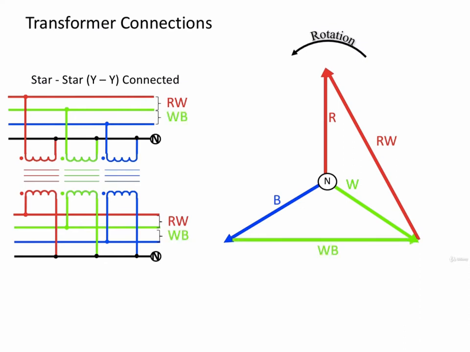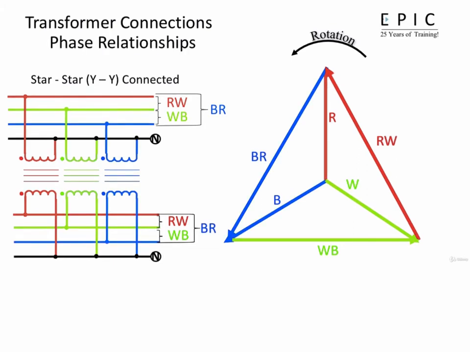Similarly, we can find the white to blue phase to phase voltage and the blue to red phase to phase voltage. As we know, in a balanced star-star system, the phase to neutral voltages are 120 degrees apart. The phase to phase voltages then, as can be seen, form an equilateral triangle, the interior angles of which are equal and equal to 60 degrees.